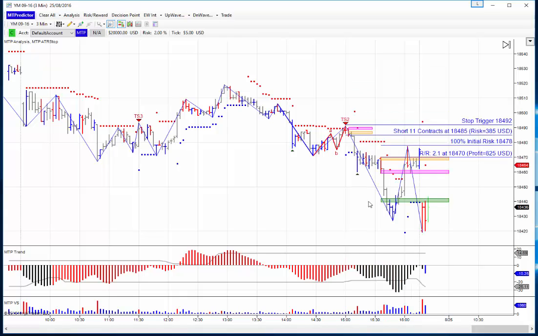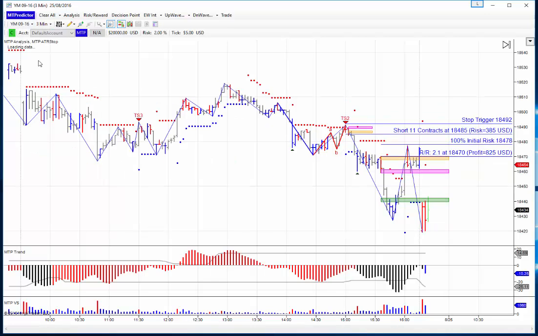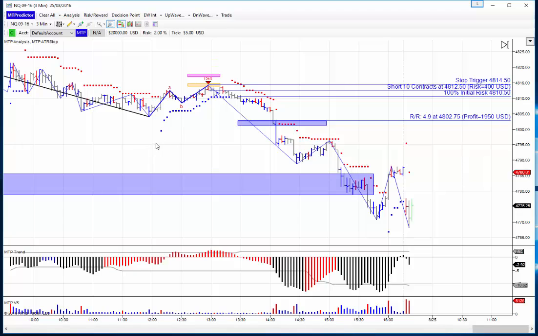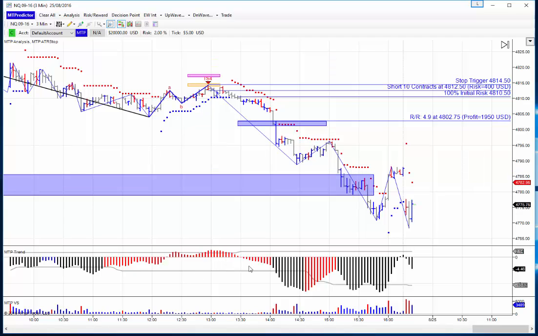no trade, plus 2.1R, then a -1R potentially a bit later on. So not much going on in the YM, but again, small losses, big profits. So I'd just like to leave you with the NQ trade, as that was the trade of the day yesterday, where you had a lovely profitable short trade in the direction of the MTP trend colour.